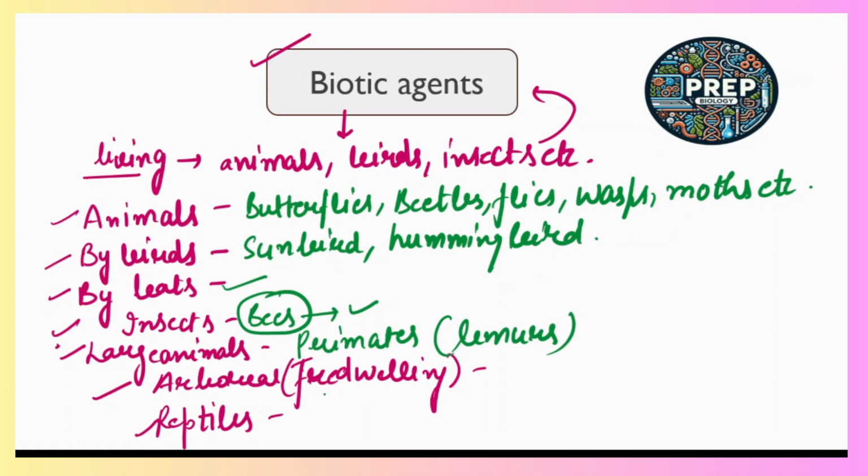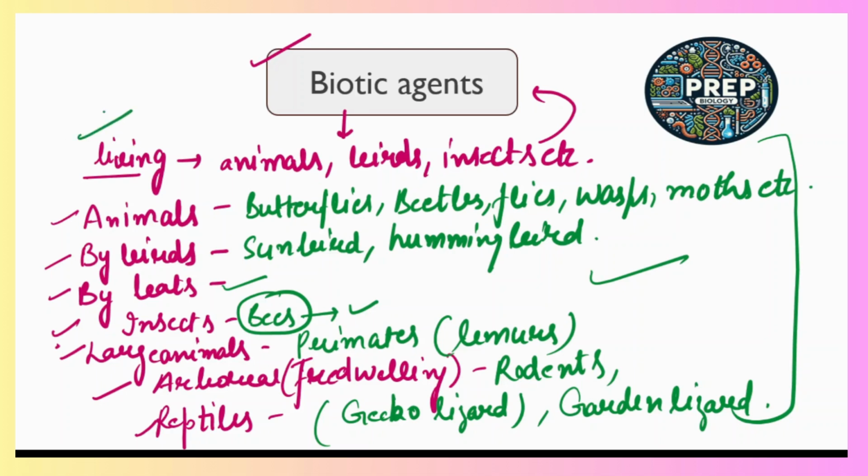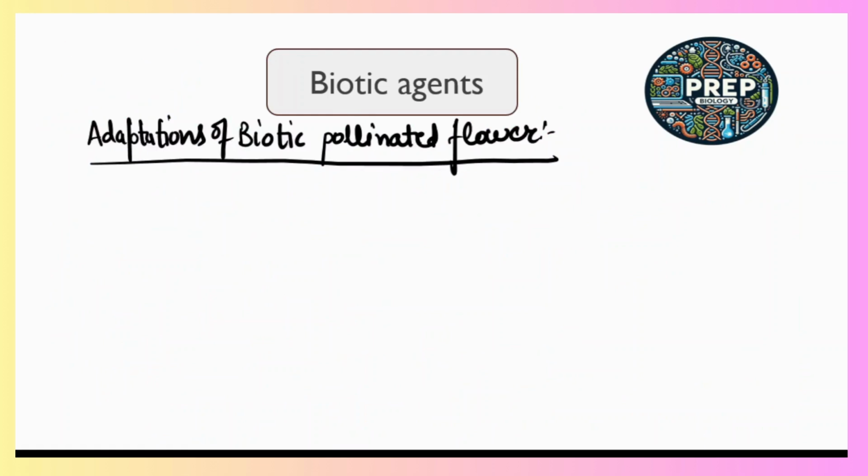The next category is the arboreal, that is the tree dwelling animals like rodents. And we have the reptiles like gecko, lizard, and garden lizard. So these all are the agents which come under the biotic agents, which help in the pollination. Okay, so this chart is very, very important. So let's start with the first, discuss the different adaptations of biotic pollinated flowers.